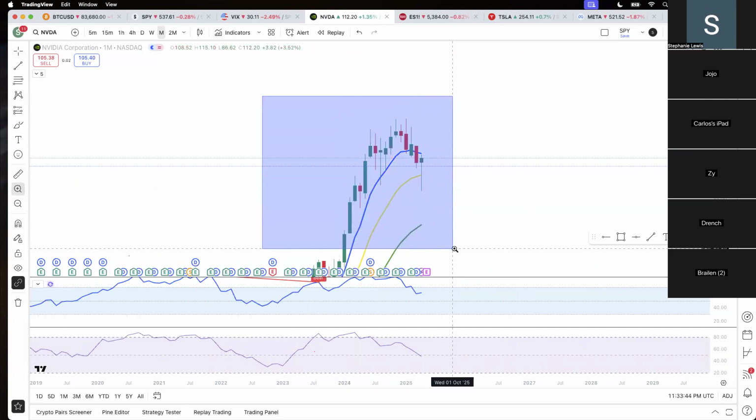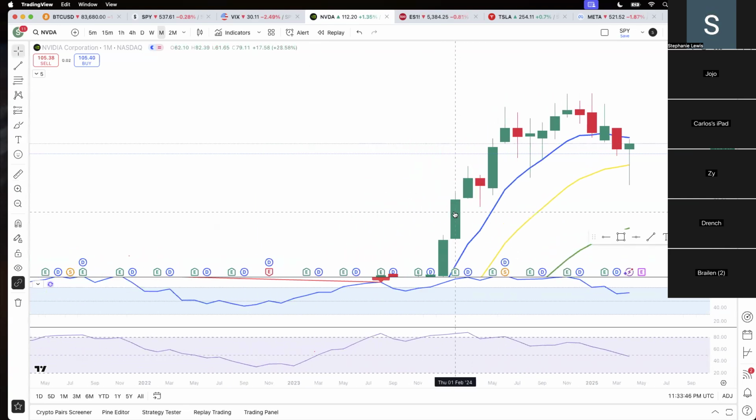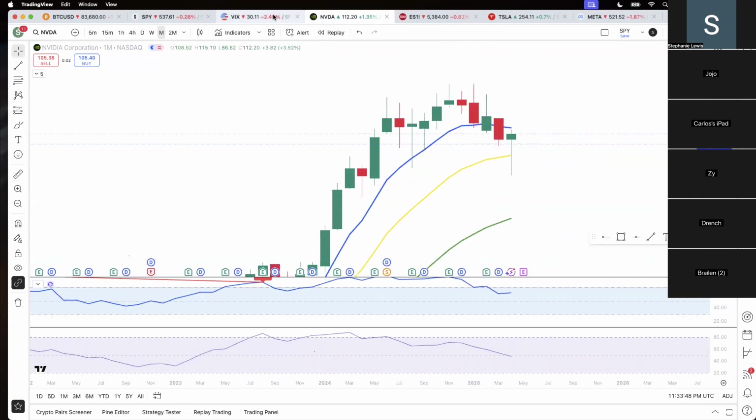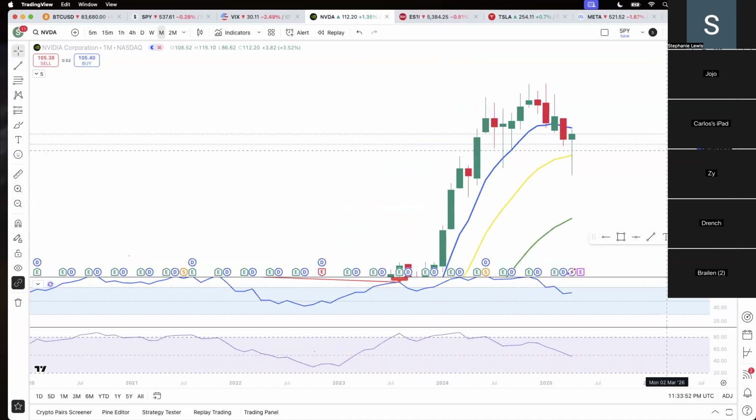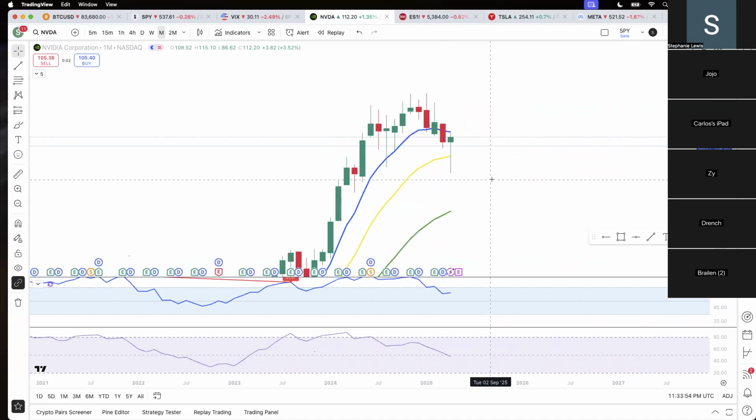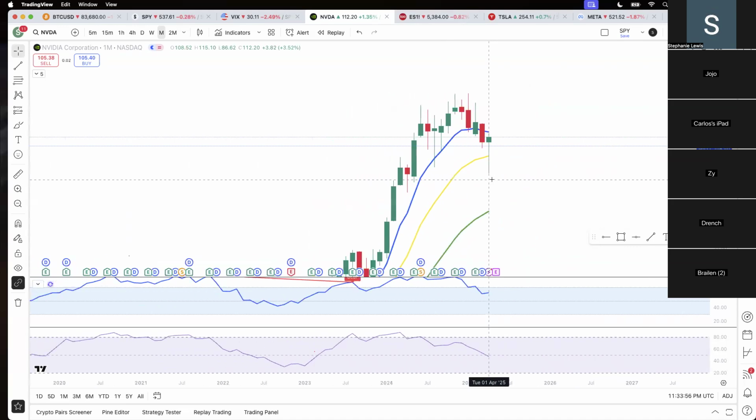All right, so I'm going to go ahead and chart NVIDIA. And these are the stocks we're pretty much going to go over. We're going to go over NVIDIA, Tesla, and Meta. And that will be it for the night. So four more. No, three more.